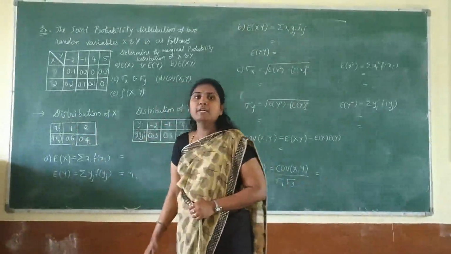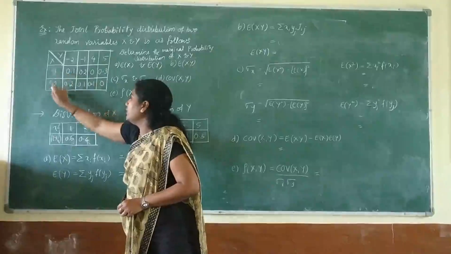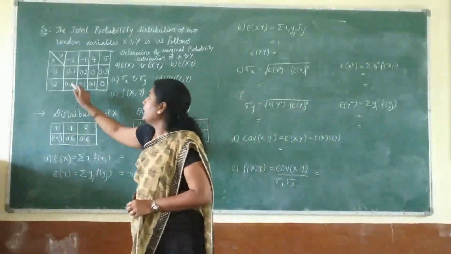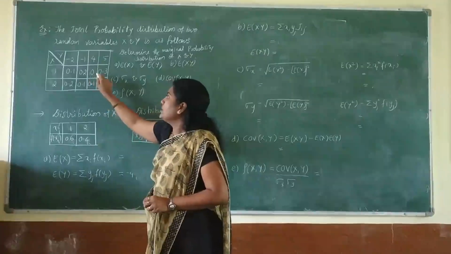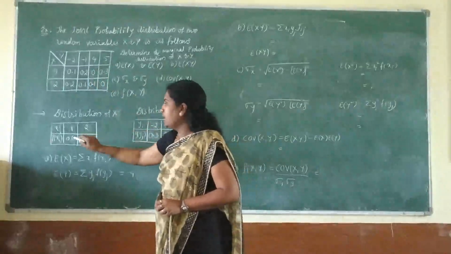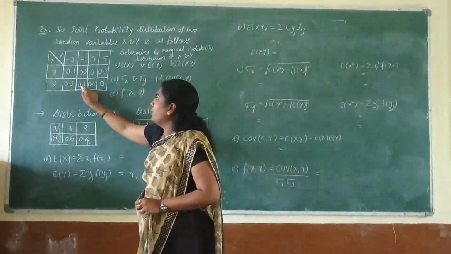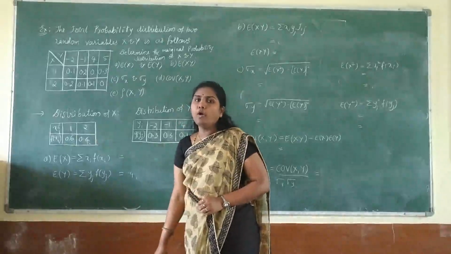First, we will find the distribution of x. The x values are 1 and 2. I told you f of x is obtained by adding the columns. 0.1 plus 0.2 plus 0 plus 0.3 is 0.6. Next, 0.2 plus 0.1 plus 0.1 plus 0 gives us 0.4.